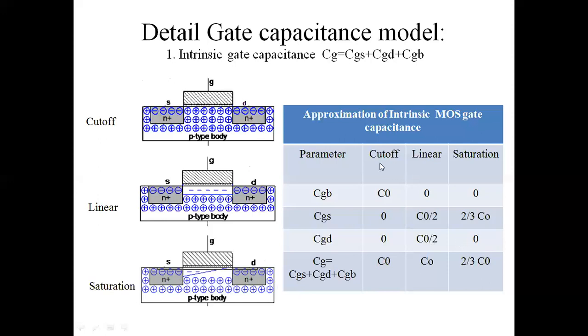So in the cutoff region, the CGB is present. In the linear region, both the CGS and CGD capacitances are present, and in the saturation region, only the CGS capacitance is present.